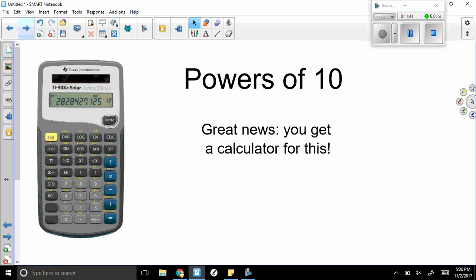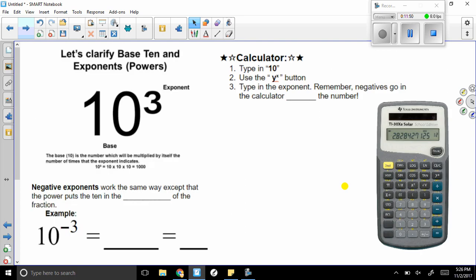All right, powers of 10. You do get to use a calculator for this. So I have a picture of the calculator that we use in class. I'm going to be showing you some of the buttons that we're going to use, but we're going to have lots of time to practice with this.